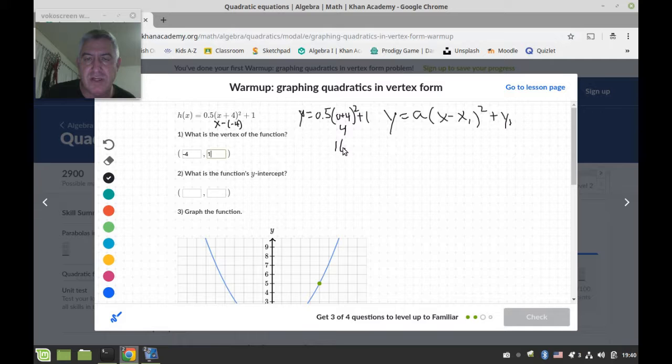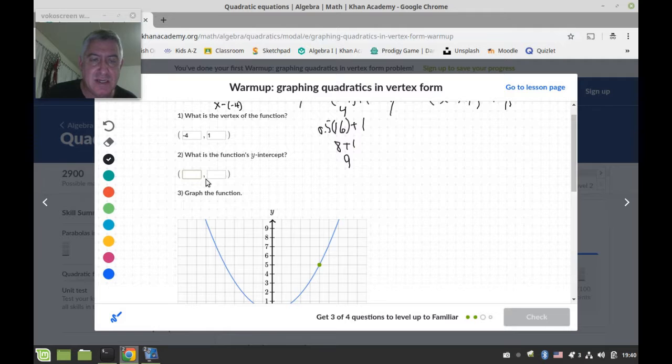And 4 squared is 16. So now I have 0.5 times 16 plus 1. And 0.5 is half. Half of 16 is 8. 8 plus 1 is 9. So the y-intercept is at x equals 0, because it's the y-intercept, and 9.